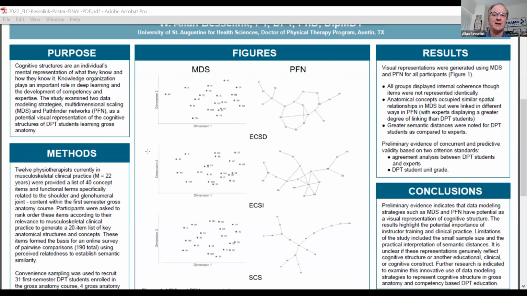What you can see in the middle section is that multidimensional scaling is representative of these knowledge or cognitive structures, and the clustering of items, which is pretty hard to see, is very similar. Pathfinder networks are very interesting in the sense that students tend to not make very robust connections, as you can see on the bottom right. Instructors make much more robust connections, and domain experts even more so.